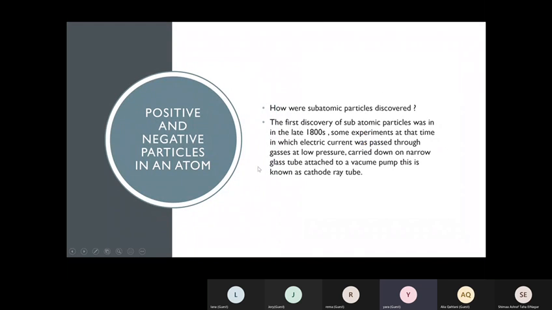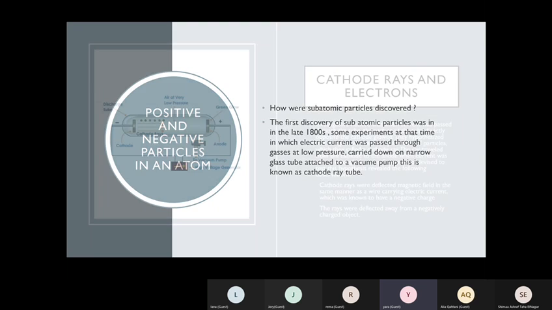Positive and negative particles in an atom. How were the subatomic particles discovered? The first discovery of the subatomic particles was in the late 1800s. Some experiments at that time passed an electric current through gases at low pressure, carried down a narrow glass tube attached to a vacuum pump. This is known as a cathode ray tube.